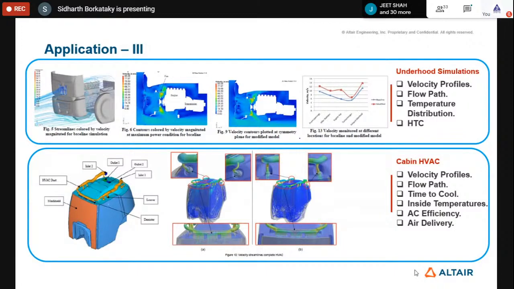For example, you are sitting inside a bus going from one place to another. Whether we are getting enough air, or whether the AC circulates enough air for the passenger sitting near the driver as well as the passenger sitting at the last seat. Those kinds of analyses come under cabin HVAC. HVAC stands for heating, ventilation, and air conditioning. From the CFD, we understand whether the positioning of these heating and ventilation ducts is enough to reach the people who are sitting.